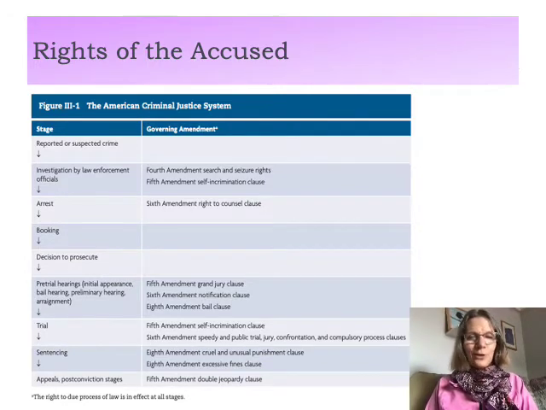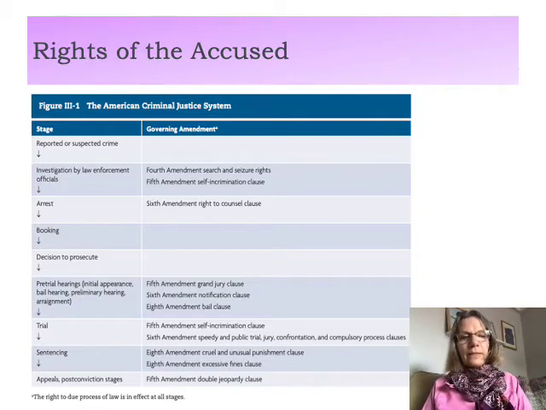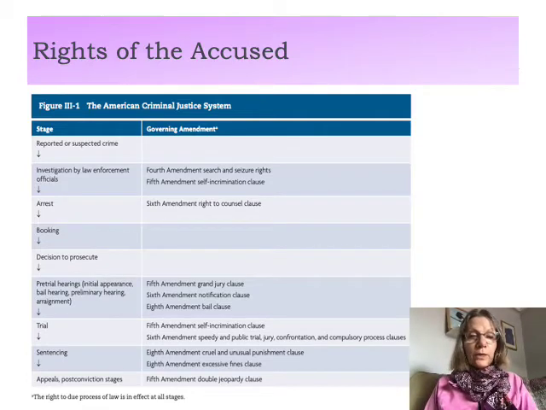And so, as you know, with the Miranda rights, you have the right to remain silent. And if you can't afford an attorney, one will be appointed to you. That comes from the Sixth Amendment. So even before you go to trial, well before you go to trial, you have your Sixth Amendment rights. It starts with arrest.